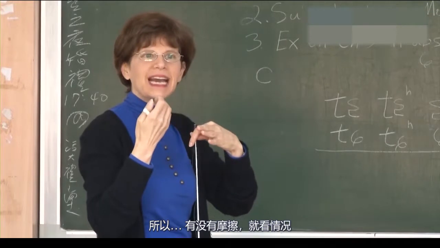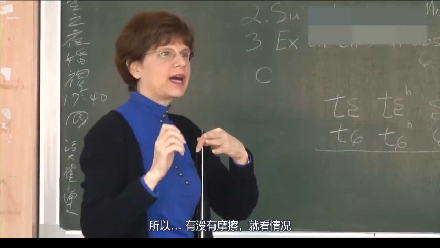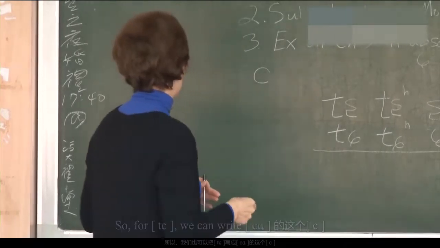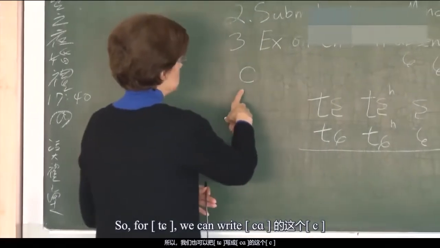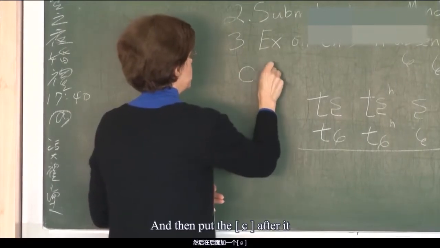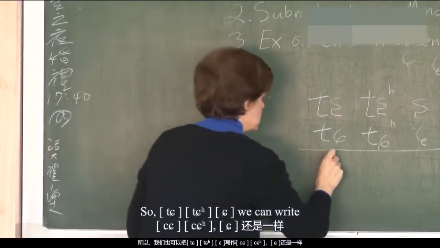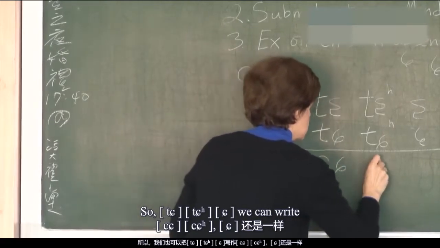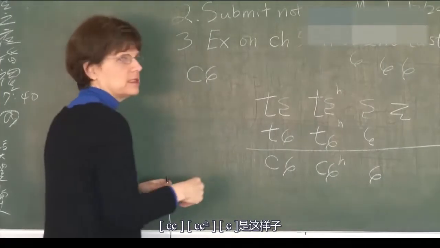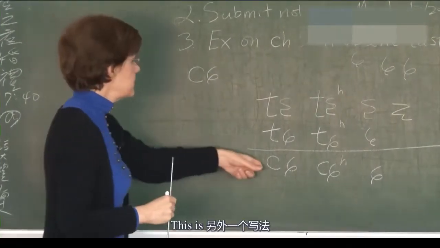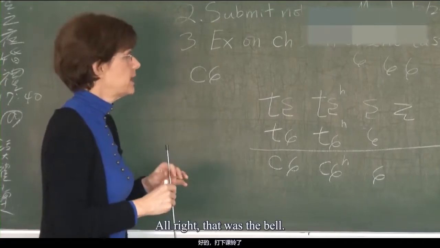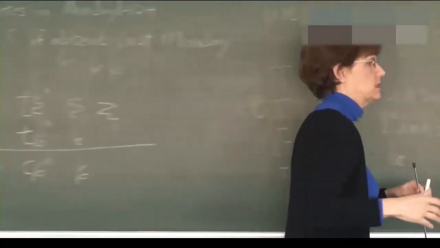所以架 or 架有没有摩擦就看情况. 它很容易有摩擦. So, for 机, we can write 架, 这个架, and then put the 吸 after it. So, 机器吸, we can write 机, 气, 吸还是一样, 机器吸是这样子. This is 另外一个写法. 目前我们好像用的是这个.